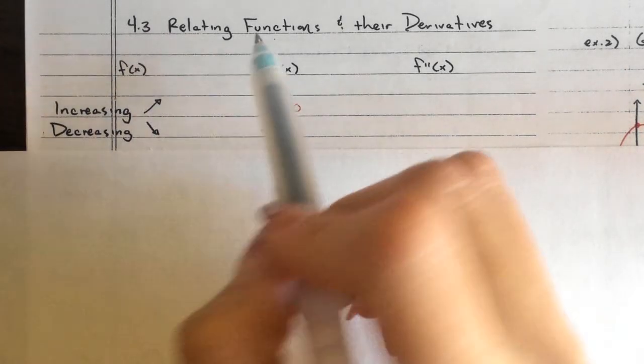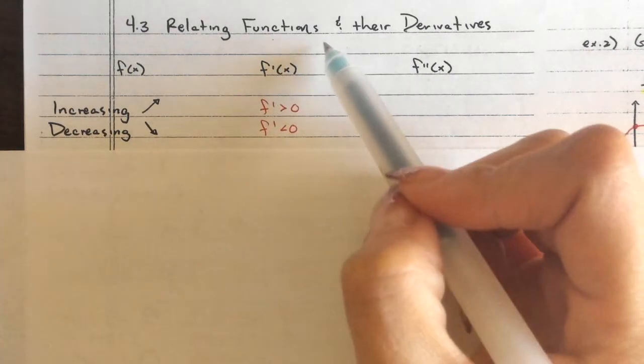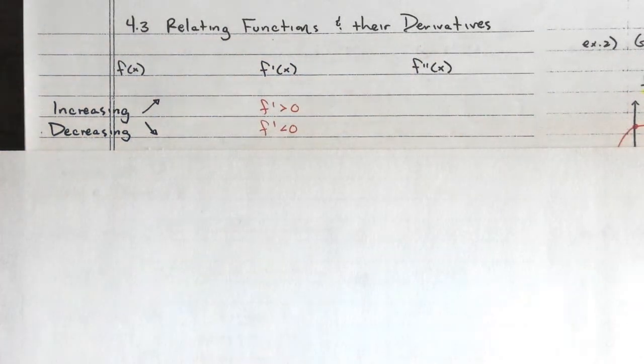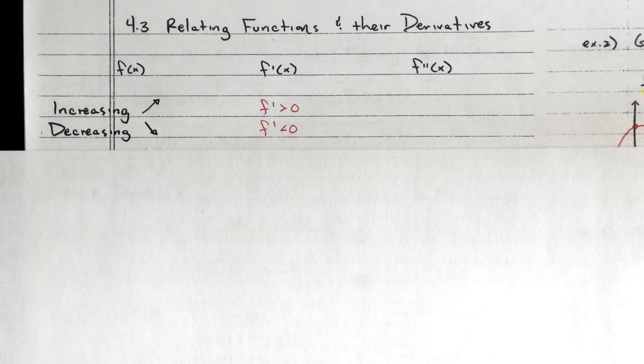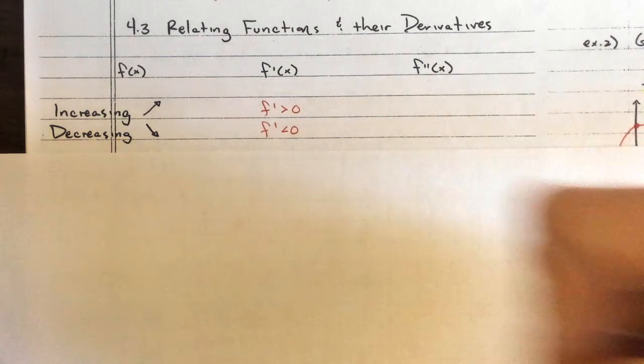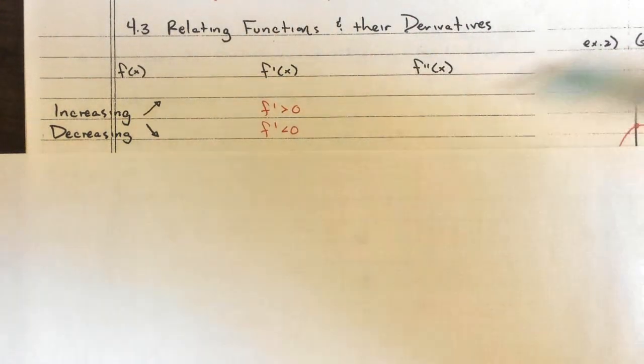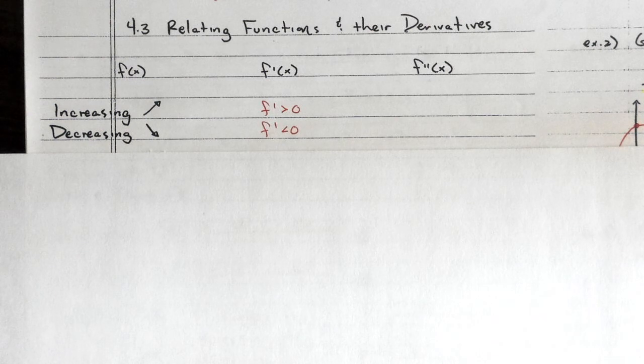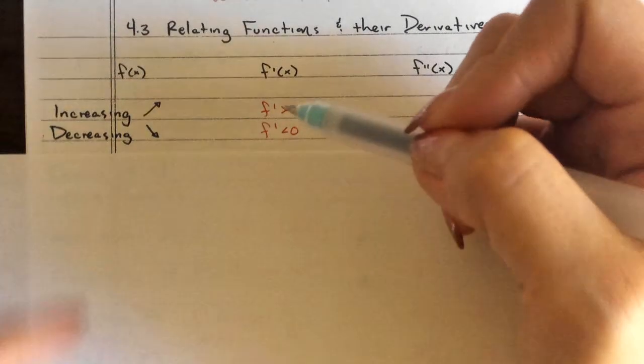So 4.3, relating functions and their derivatives. This is a lot of taking what we've already done and putting it all together, and then also doing similar things, okay? So realizing that this is all true, the notes for this part are really stuff that we know, so we're just reiterating certain things.